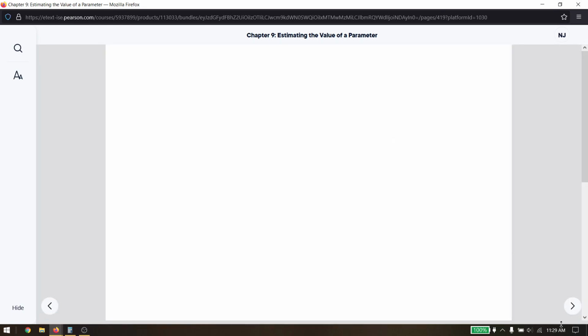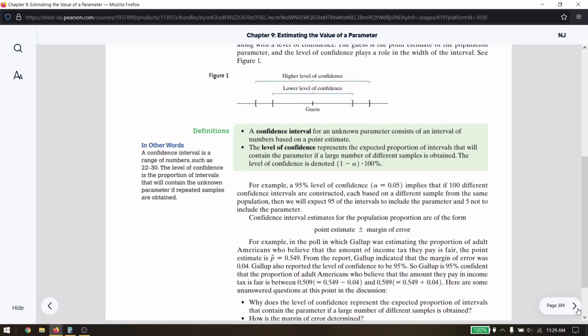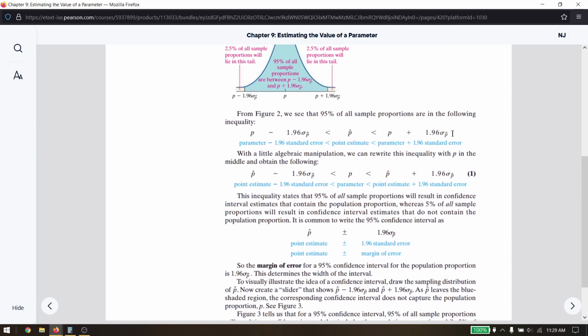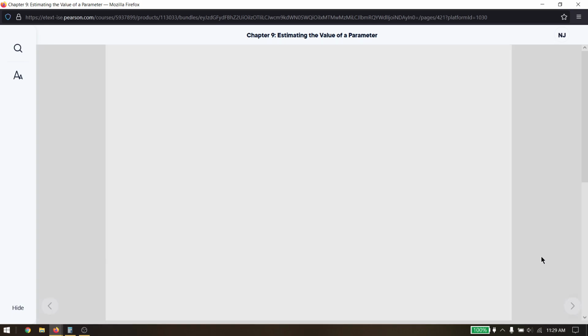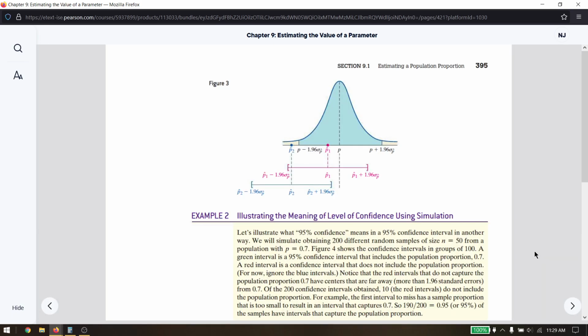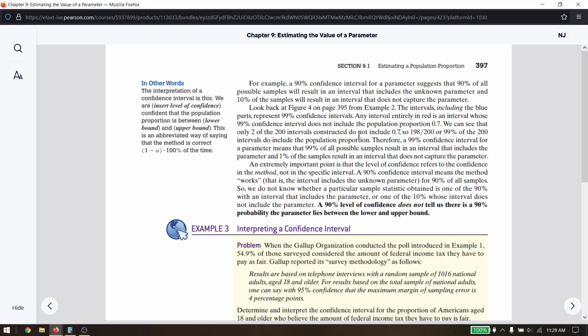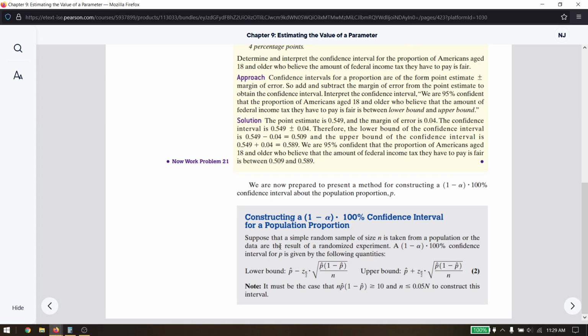We get our point estimate by doing x divided by n. Level of confidence is 1 minus alpha times 100%. And you can see how we find the ranges, the lower bound and the upper bound. And right here is the formula. You're taking p hat times 1 minus p hat over n, the square root of that, and then you have to find z alpha over 2. That's based on your confidence level and using the table of values.